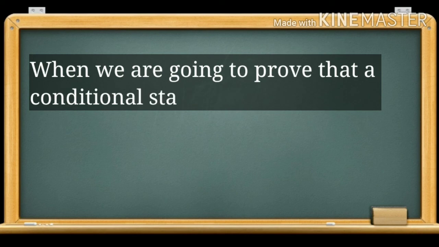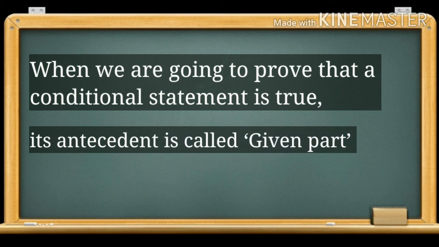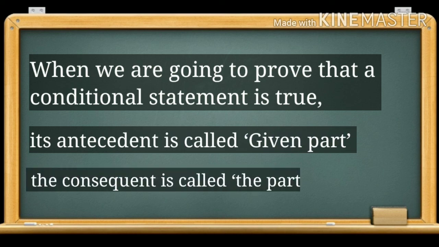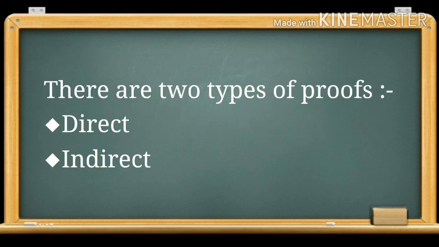When we are going to prove that a conditional statement is true, its antecedent is called the given part and the consequent is called the part to be proved. There are two types of proofs: direct proofs and indirect proofs.